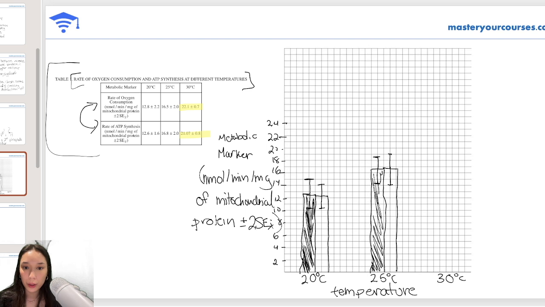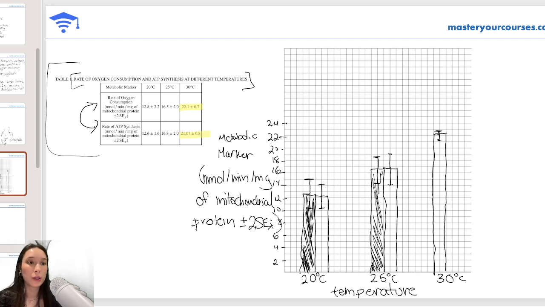Okay, so 22.1 around here. And then plus or minus 0.7, so it's a little bit smaller. Again, they're not going to measure it to the millimeter, but as long as it falls within an appropriate range, it should be fine. So that's about 0.7. And then 21.07 should be pretty much the same. Or sorry, this is not 22.07, it's 21.07, my bad.